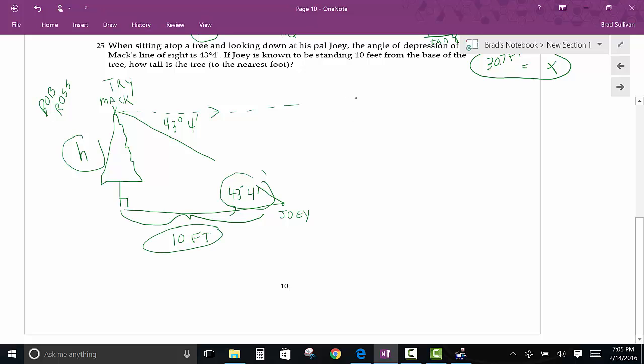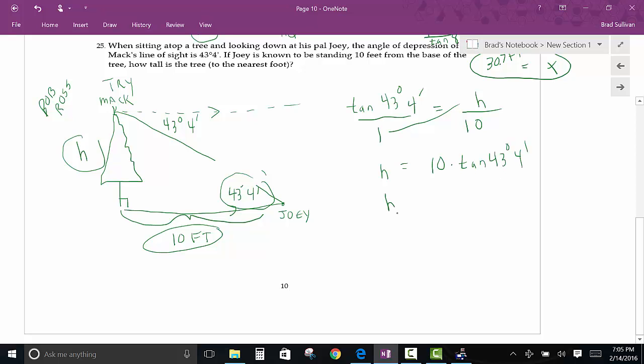It can be all kinds of different things. Just kind of coincidentally, all these problems have dealt with the tangent. So we're going to say tangent of 43 degrees, 4 minutes, is equal to the side opposite h over the side adjacent 10. Okay, then it's just a matter of cross multiplying that. So you have h times 1 is h. Then you have 10 times tangent of 43 degrees, 4 minutes.